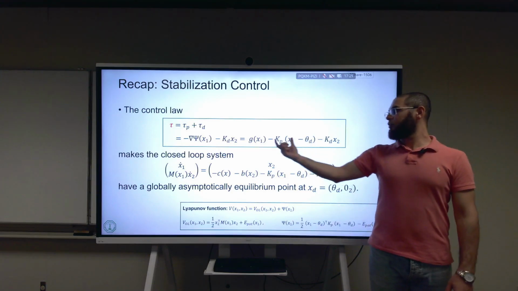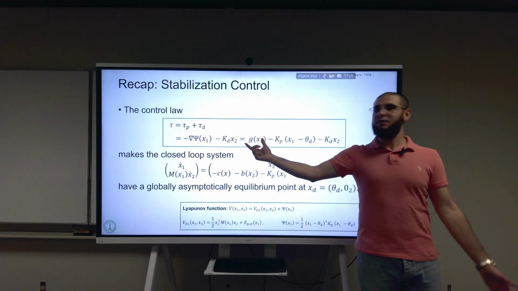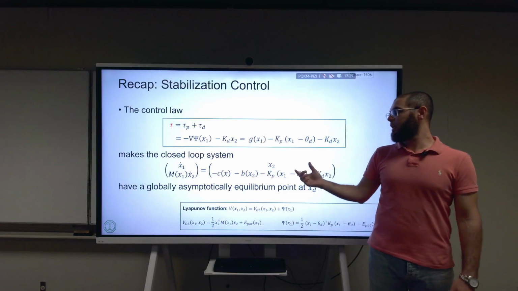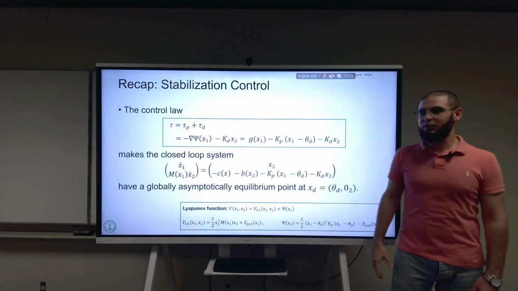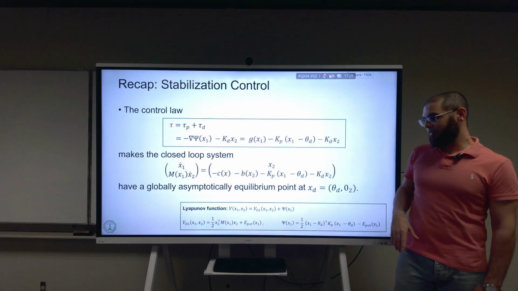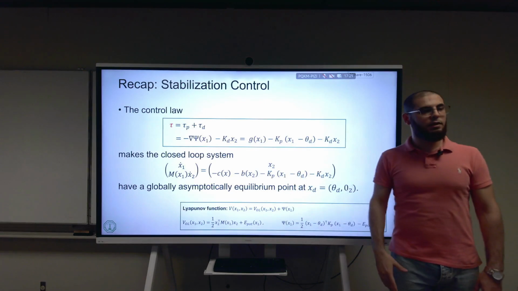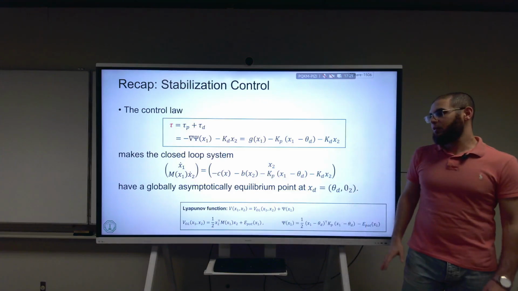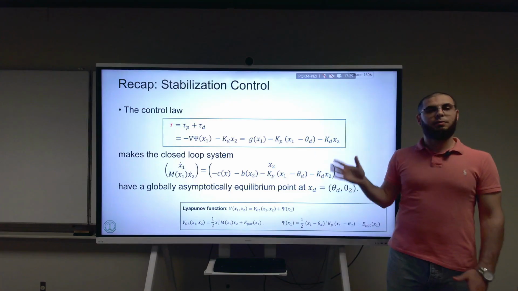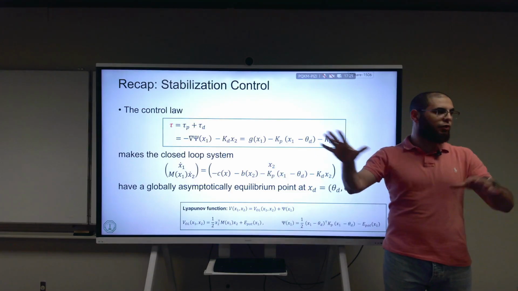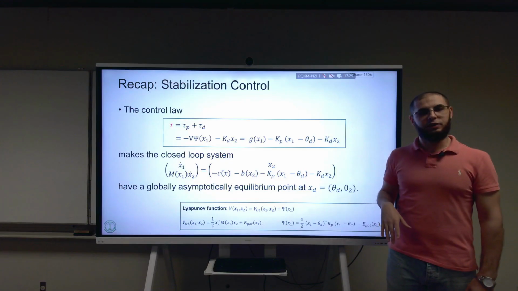We also needed to compensate for the gravity. The name of this controller was simply PD plus gravity compensation. We looked at the closed loop stability of that system, and we saw that we have a globally asymptotically stable equilibrium point. Last time I showed you a simulation where we were able to reach the configuration that we want from any configuration.